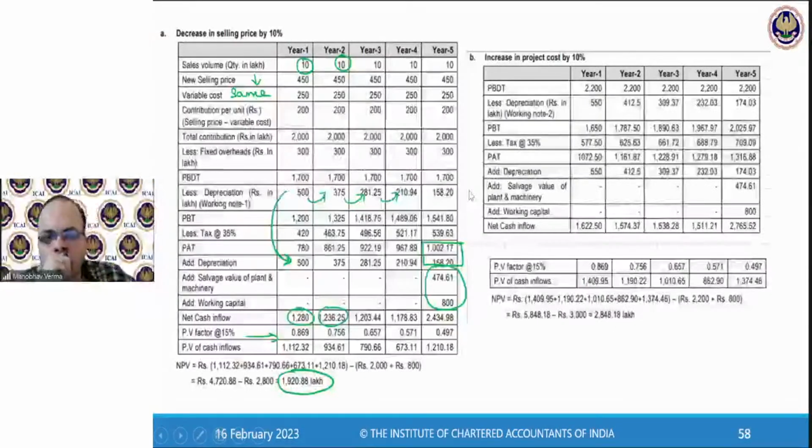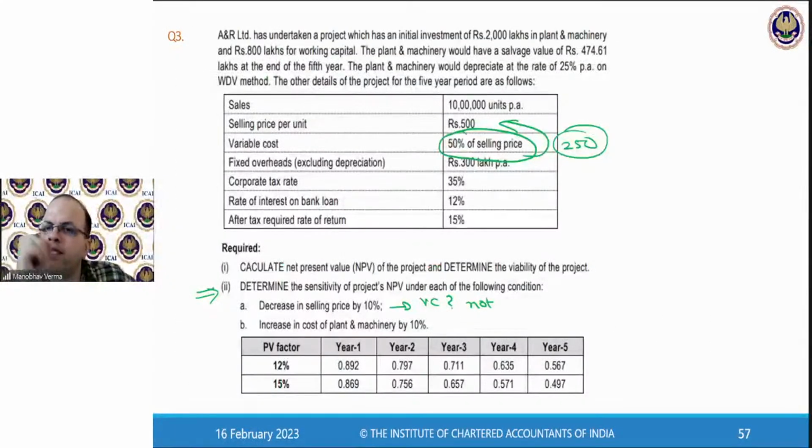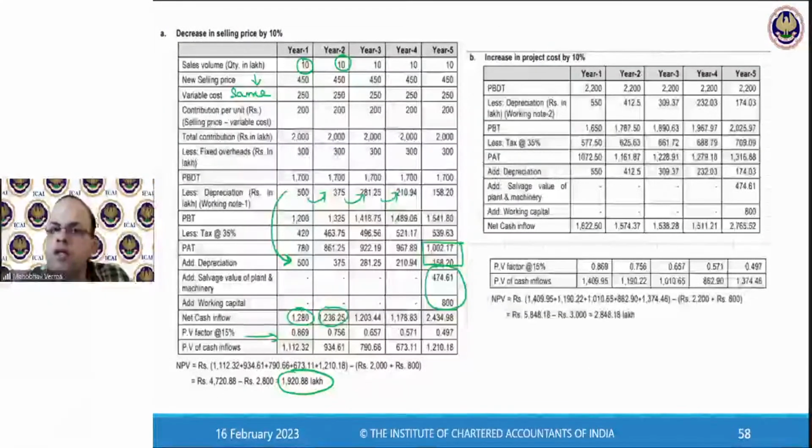In the present scenario, we had a 2,200 profit: 250 into 10 lakhs minus 300. So now we cannot compare A and B after A, but A and B have to be independently evaluated, because the question was "under each of the following." My existing profit before depreciation and tax was 2,200. This was existing, not from A, guys.